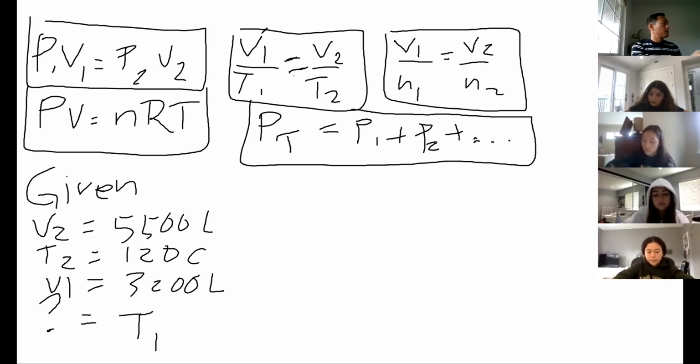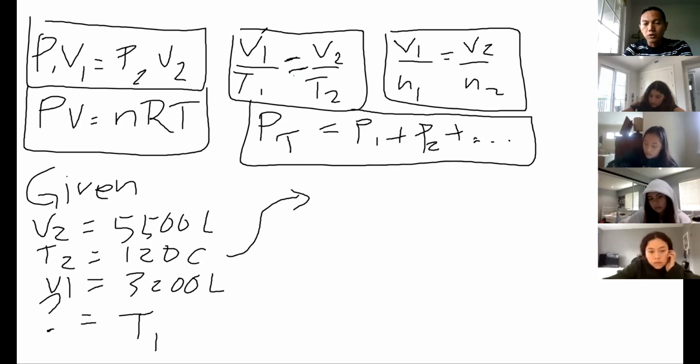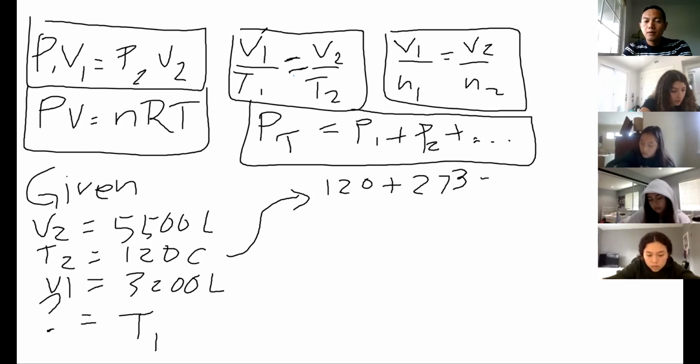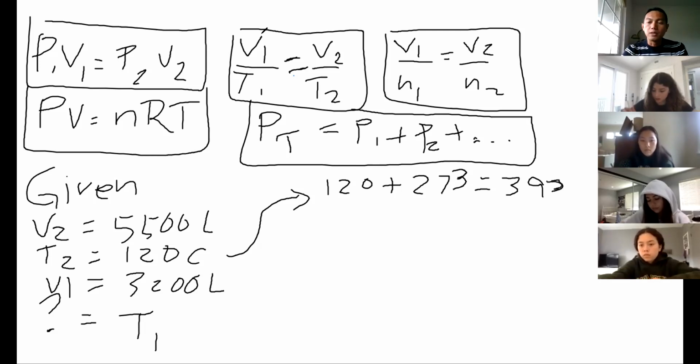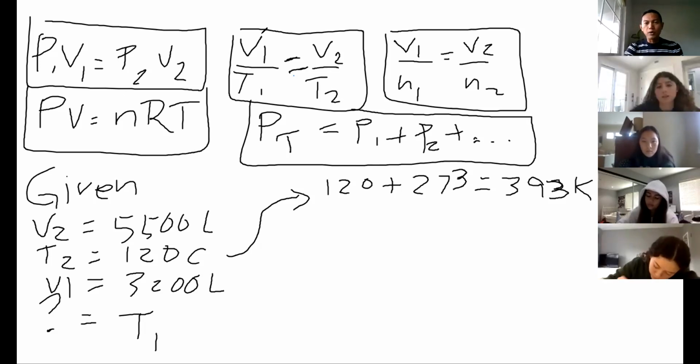What is T1? All right, so looking at this, it looks like we have to do a conversion first. I need to turn this 120 degrees Celsius to Kelvin. So isn't it 120 plus 273? That gives us 393 Kelvin. All right. Now let's put all the numbers in their appropriate spot. What I typically like to do is rearrange my formulas first, my variables.